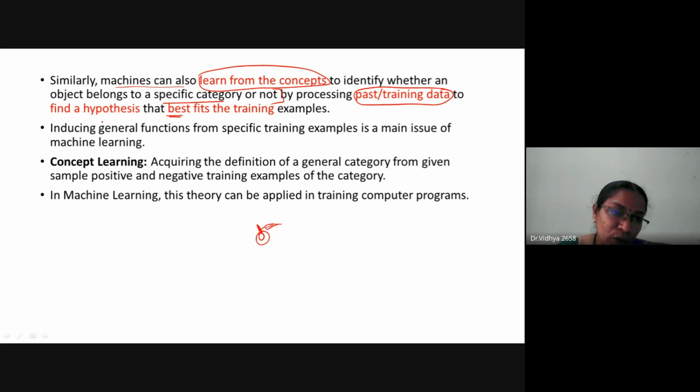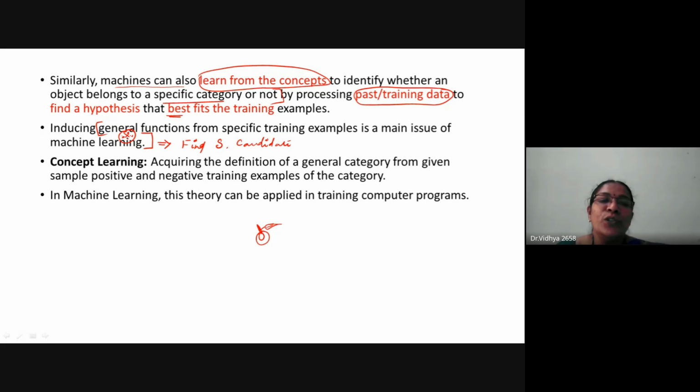Yes, we are introducing general function. This is a very, very important concept you are supposed to remember, so that you will get a clear picture of algorithms like the Find-S algorithm, as well as the candidate elimination algorithm.